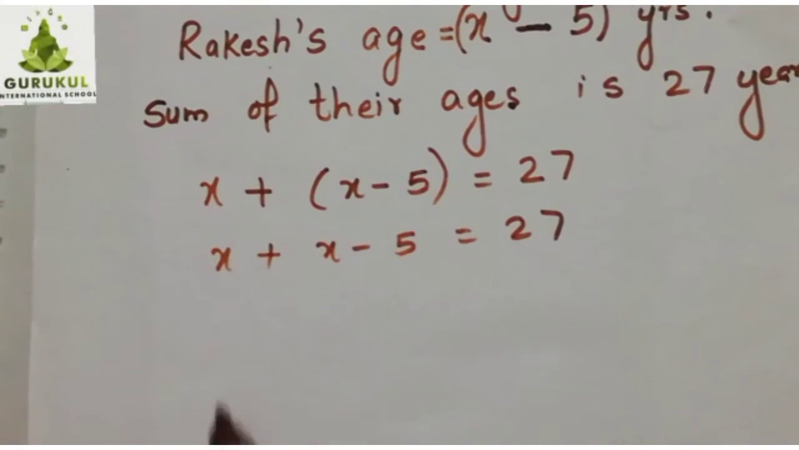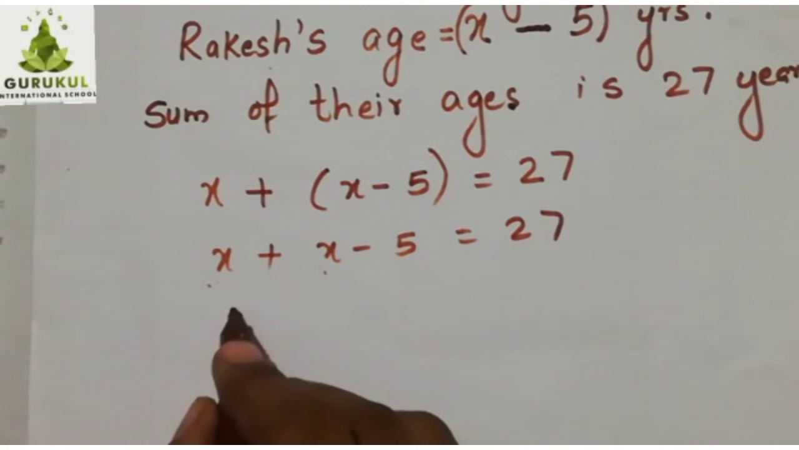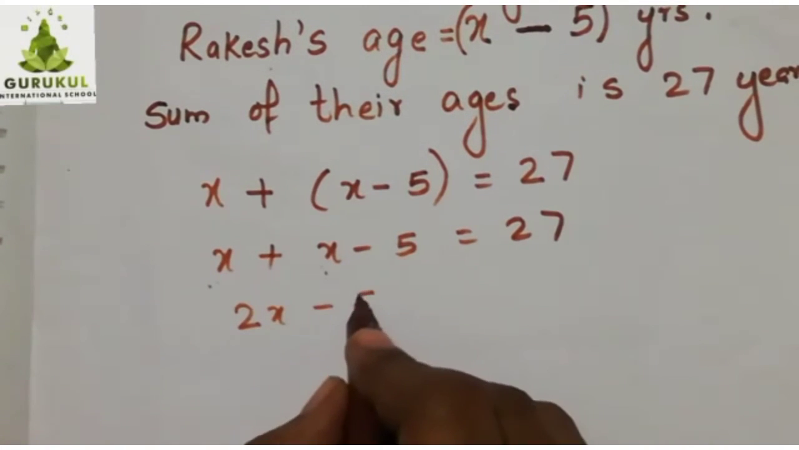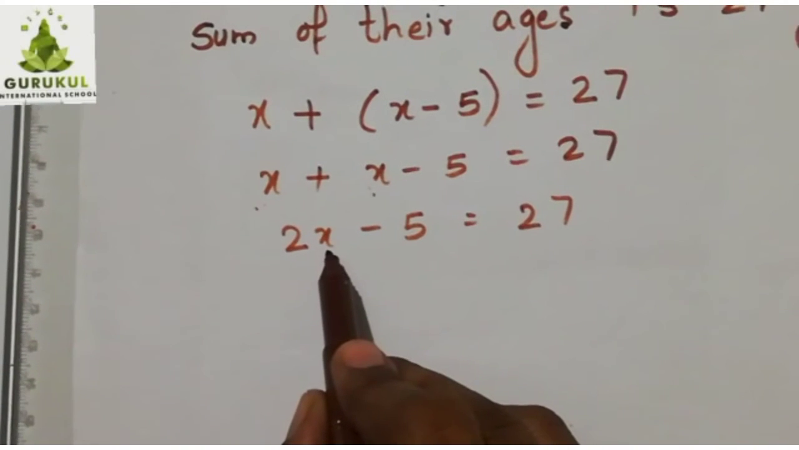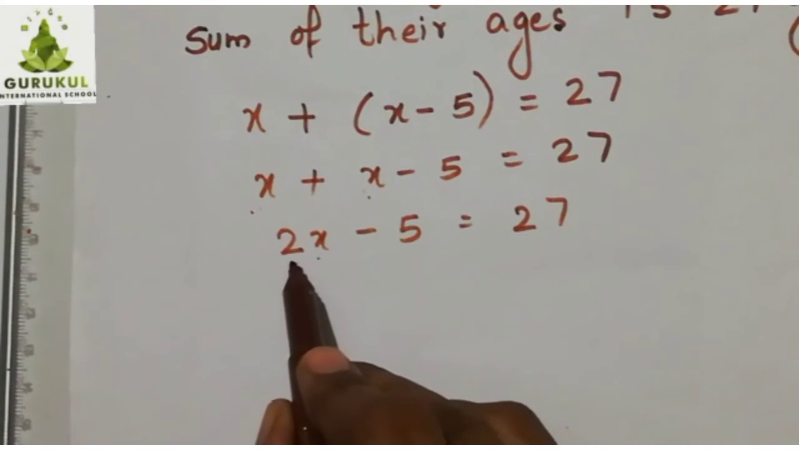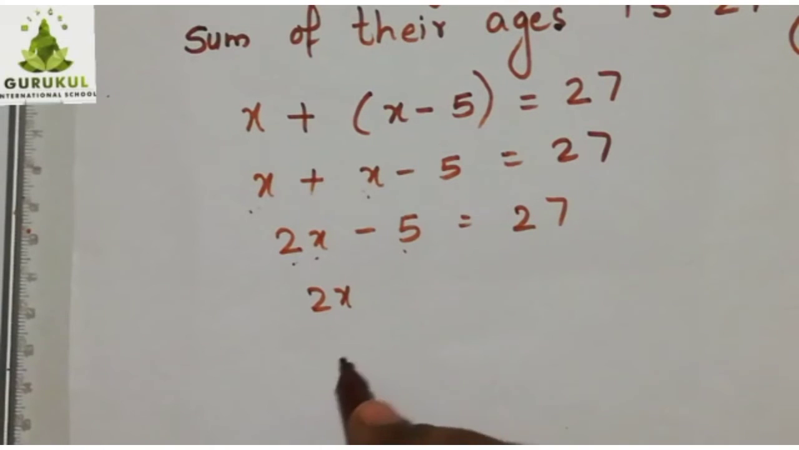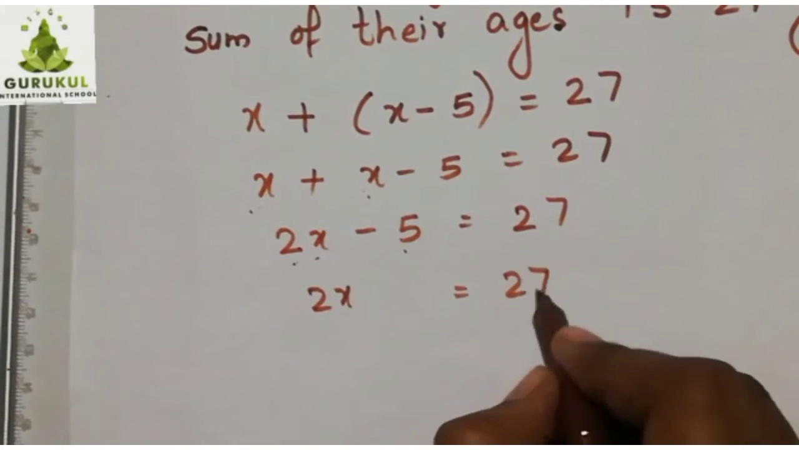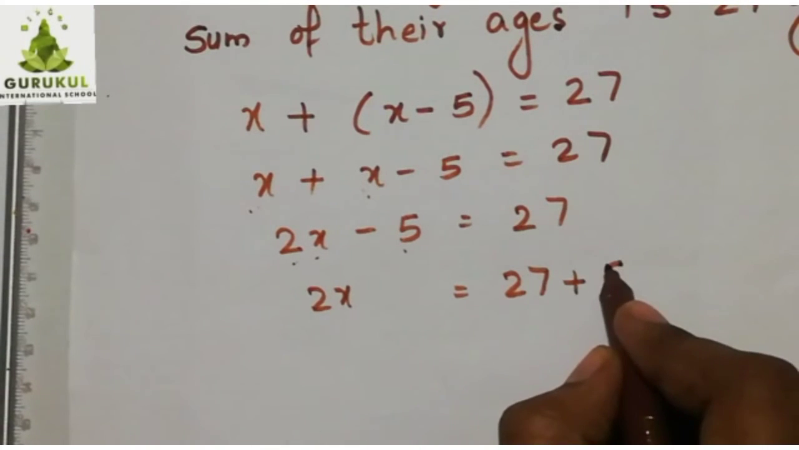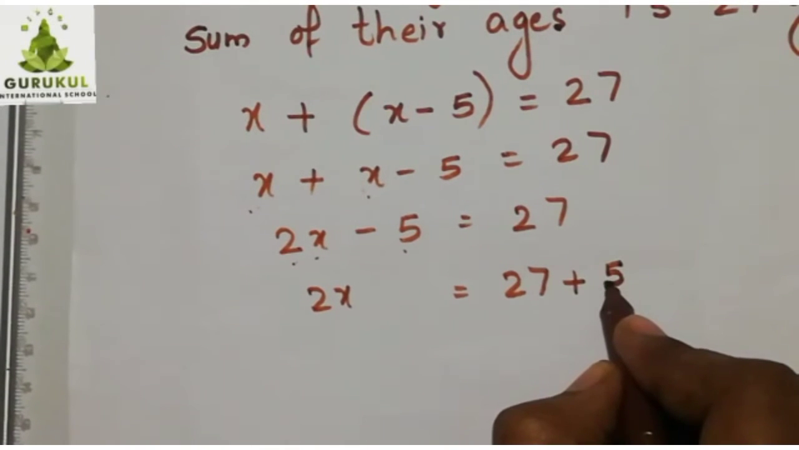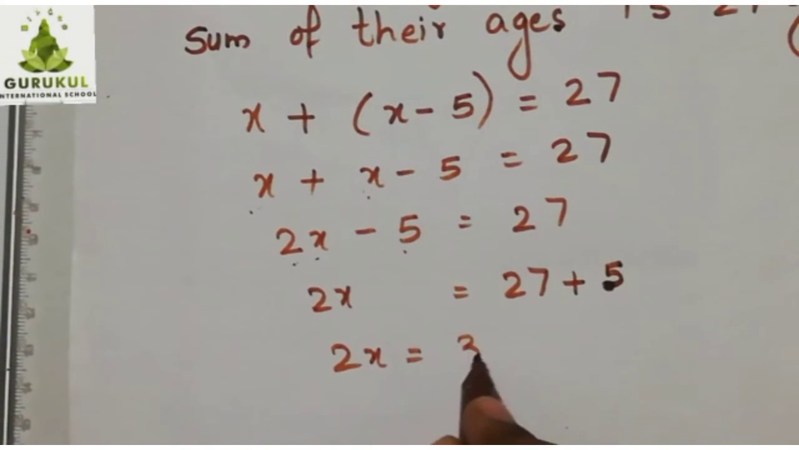Is this clear? Now see the like terms. X means 1x plus 1x, so 2x minus 5 is equal to 27. Now you want to find the value of x. So keep 2x here itself and take the constant term to the other side of the equal to sign. I don't want this constant term, so take it to the other side. Minus 5 will become plus 5. Is this much clear to you? So what you are going to get? 27 plus 5. So 2x is equal to 32.